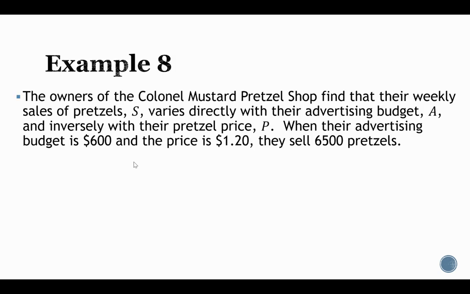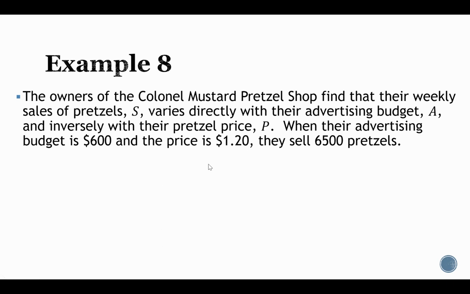So the owner of Colonel Mustard's pretzel shop finds that their weekly sales of pretzels, S, varies directly with their advertising budget, A, and inversely with their pretzel price, P. So you see our setup, we have S equals KA over P. When their advertising budget is $600 and the price is $1.20, they sell 6,500 pretzels.